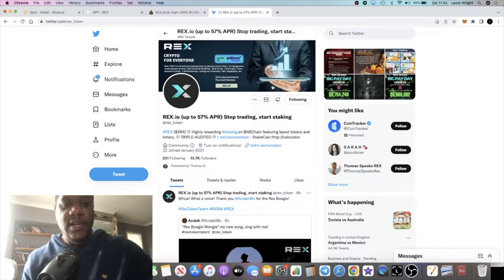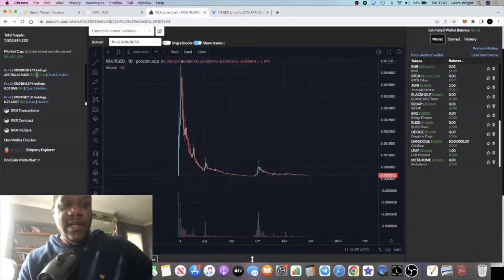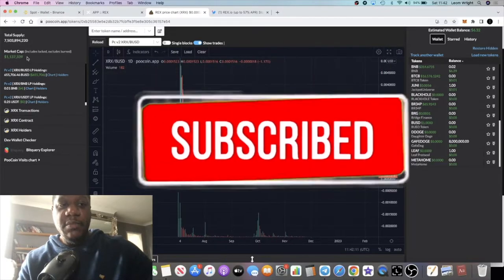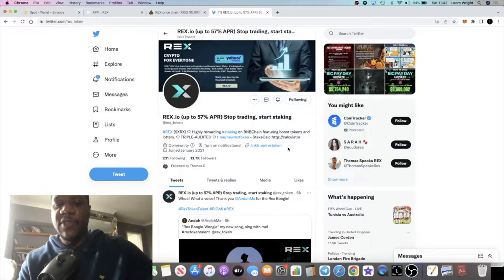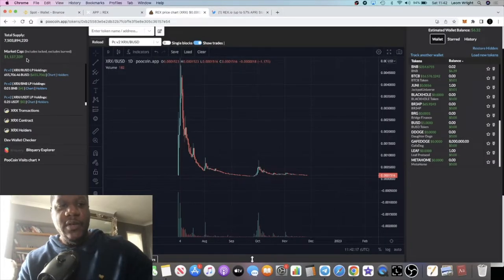Okay, guys, this is the version 2 of Rex, and we saw the version 1 go absolutely nuts. What are the chances of this hitting, for example, a 100 million market cap? I think it's doable. If you look at something like Hex, it's in the multiples of billions. So a 100 million plus market cap is going to bring you to a 100x on this particular project.